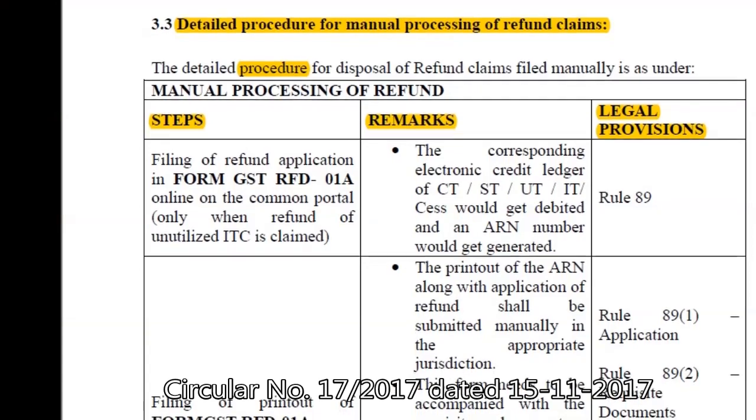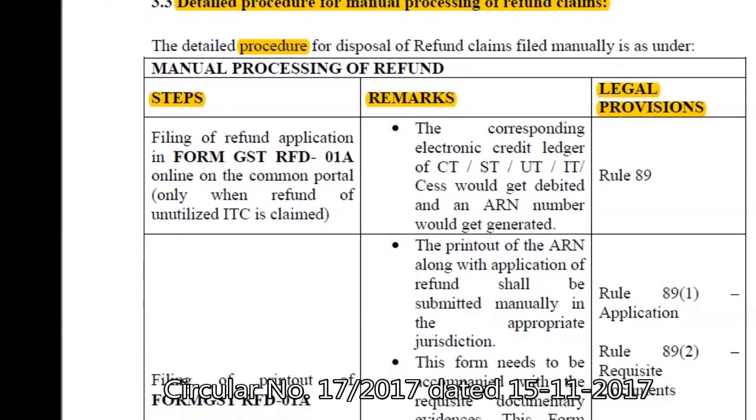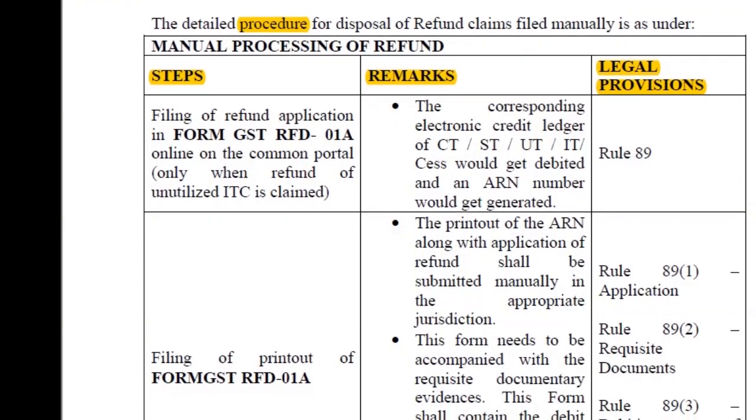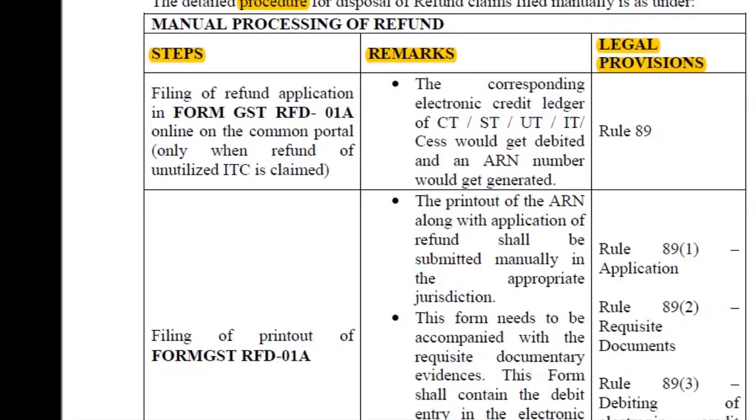So how can you take it manually? Right now the refund application is not being processed electronically from the common portal. So for the time being, there is a circular which explains how you have to file and in which form you have to file the refund application. The refund application will be filed in GST RFD01A, in those cases where you want to take the refund of unutilized input tax credit.